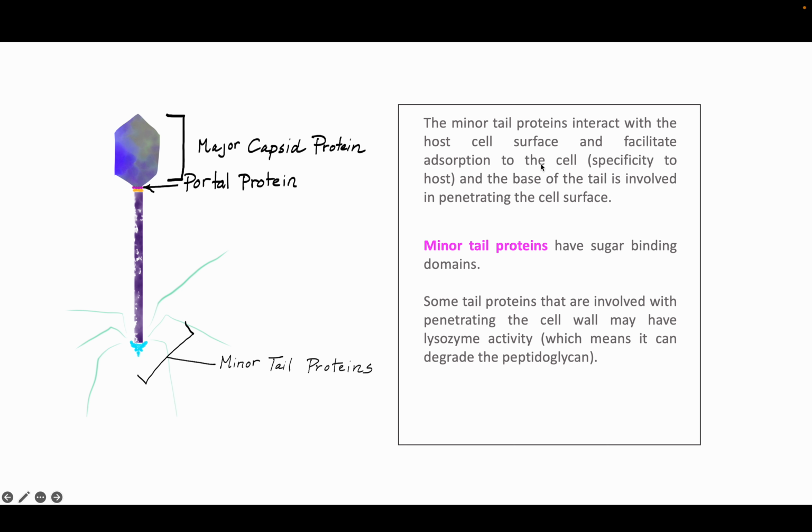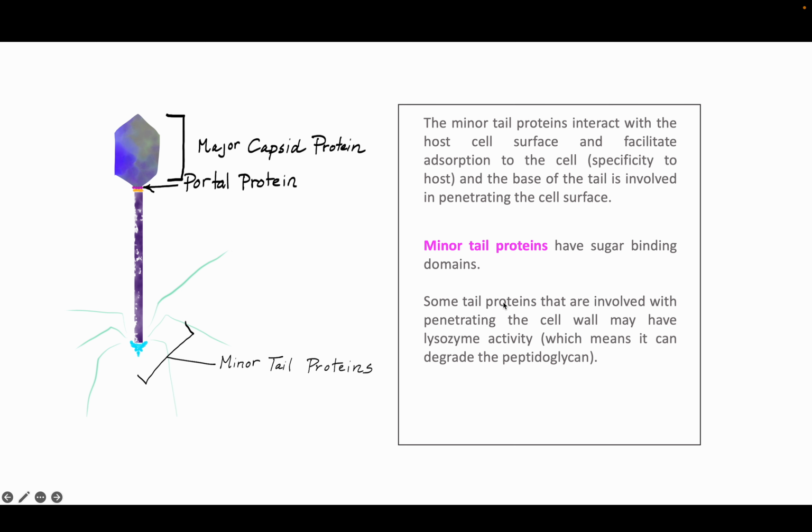So the minor tail proteins is sort of a catch-all gene function that we assign to proteins that might be involved in these tail fibers here, or the proteins that make up this base plate. So the tail fibers are what interact with the surface of the cell. So minor tail proteins that are involved in these tail fibers often are involved in interacting with sugars that are located on the surface of the host cell. So there's lots of sugar binding domains on these.